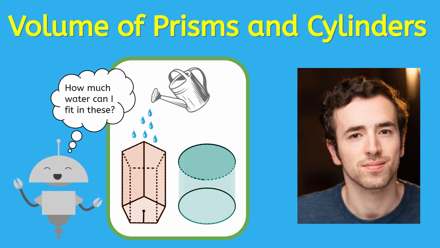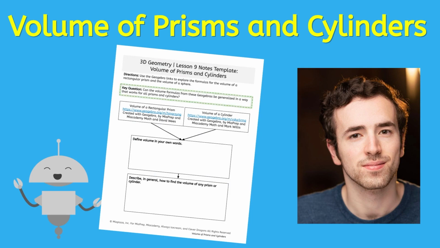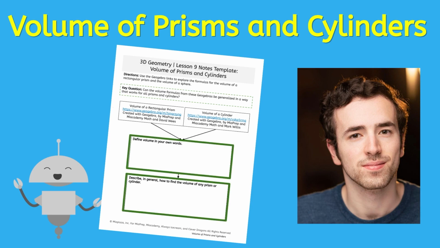This lesson is all about the volume of prisms and cylinders. Before we continue with this video, I want you to figure out the formula we can use for the volume of all prisms and cylinders by yourself. There are 2 GeoGebra links in your notes template PDF. Use those links now to try to find the answer to this key question, and then fill in the 2 boxes when you are confident enough to do so. Pause the video now and use your reasoning skills to work through this.